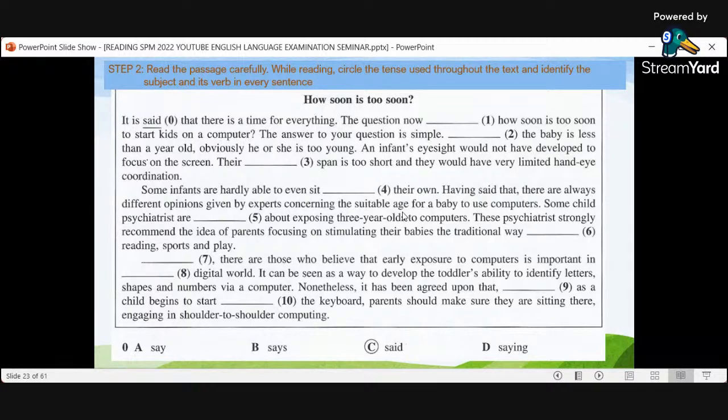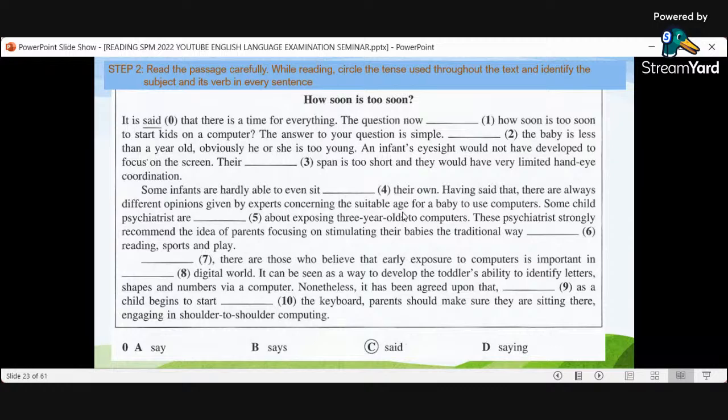Having said that, there are always different opinions given by experts concerning the suitable age for a baby to use computers. Some child psychiatrists are about exposing 3-year-olds to computers. These psychiatrists strongly recommend the idea of parents focusing on stimulating their babies the traditional way: reading, sports, and play. And then number 7 is the beginning of a sentence.